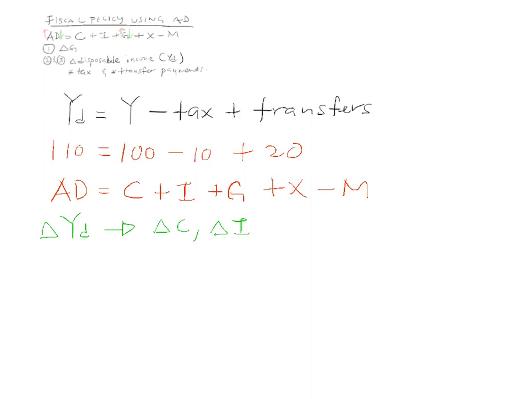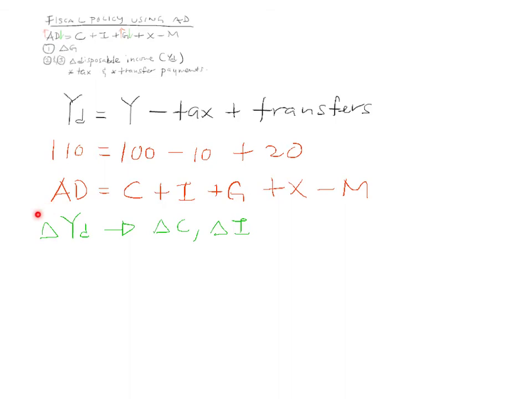Alright. If you increase disposable income, you have more money to spend, so consumption will increase. As people start to buy more, businesses will start to invest more. So an increase in disposable income would lead to an increase in consumption and or investment.